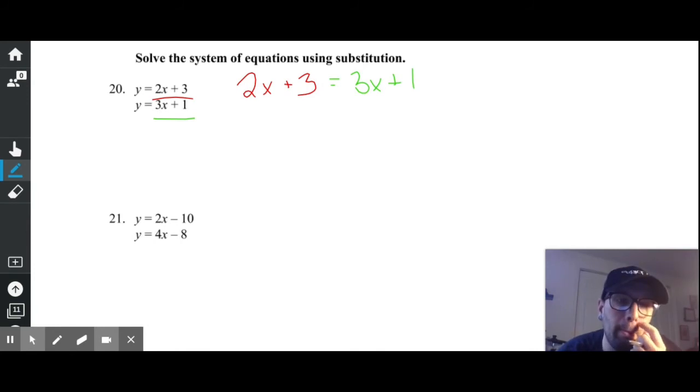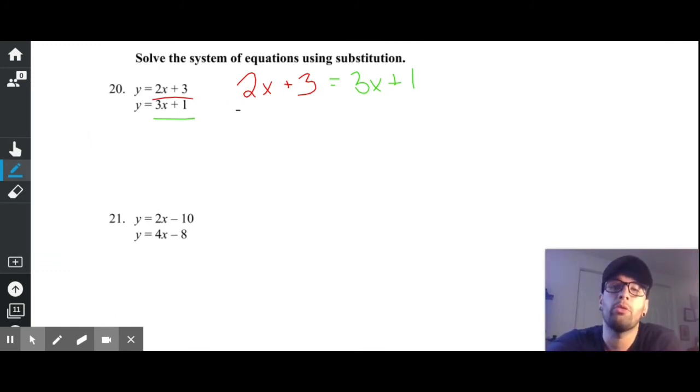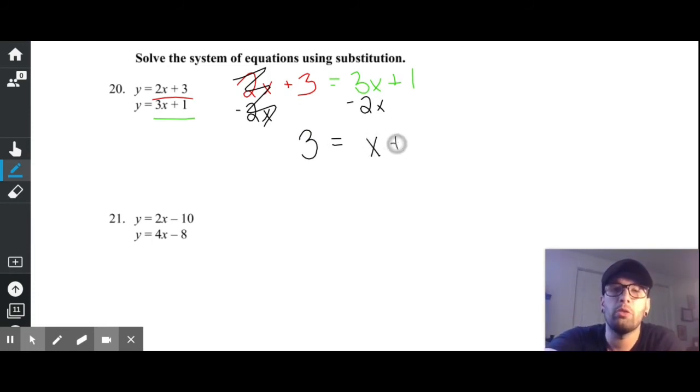Okay? I have a variable on the left, I have a variable on the right. So what I would like to do is subtract 2x from both sides. Minus 2x, cross that out, bring down the 3, bring down the equals. 3x minus 2x is 1x plus 1. To get x all by itself, I'm going to subtract 1 from both sides, minus 1, cross out, and x is equal to 2.